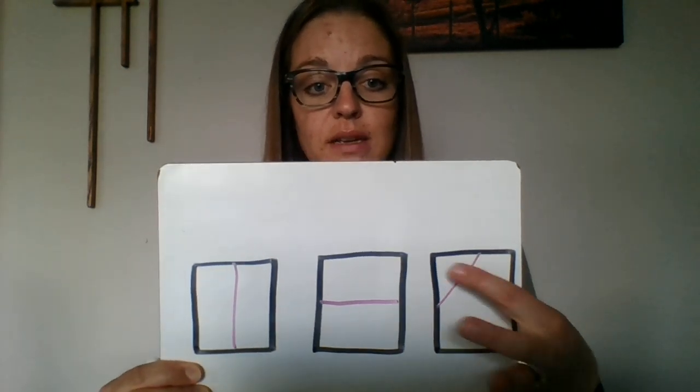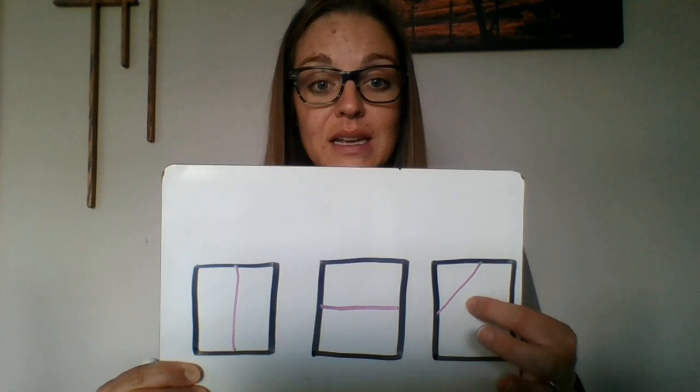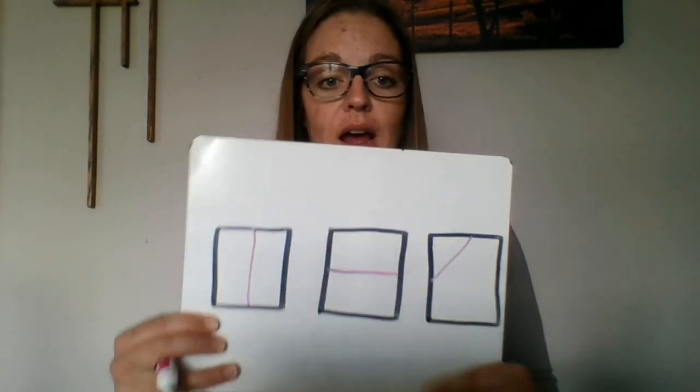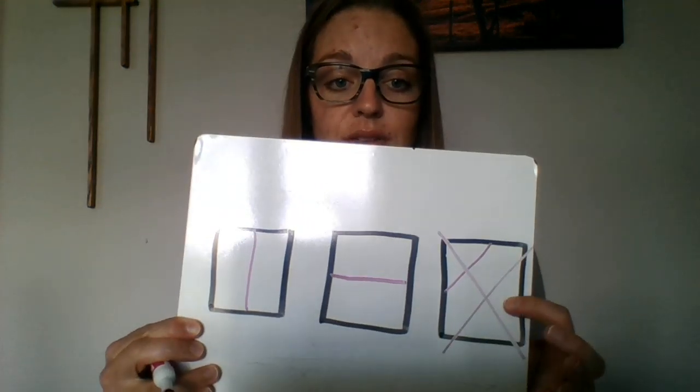Yes, it's two pieces, but are the pieces the same size? Are they equal? They are not. So this one down here, how we cross that off, would not be considered halves.